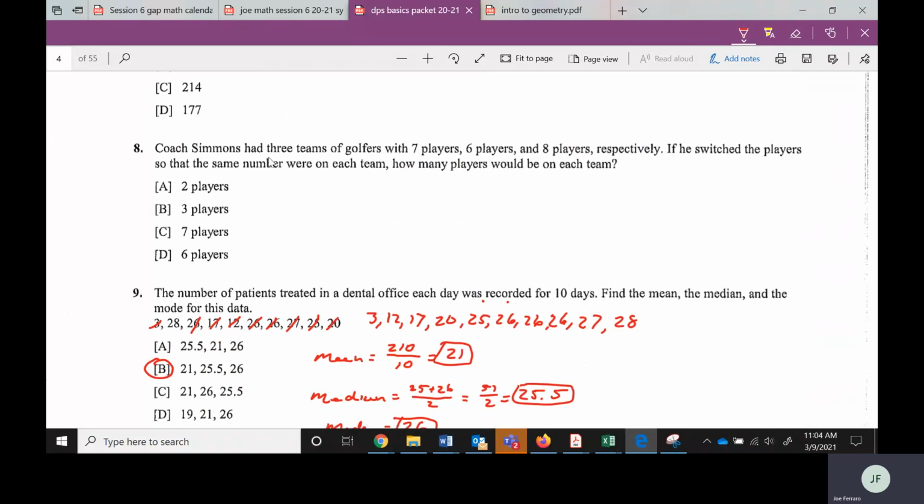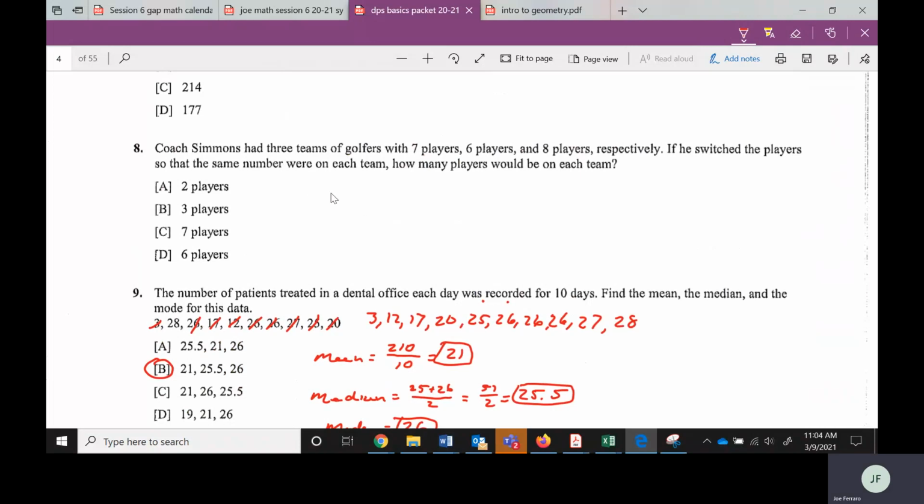It says Coach Simmons has 3 teams of golfers, one with 7 players, one with 6 players, one with 8 players. If you switch the players so that there are the same number on each team, how many players would be on each team? So basically he's just saying, I got 3 teams, I want to keep 3 teams, but I want the same number of players on all.